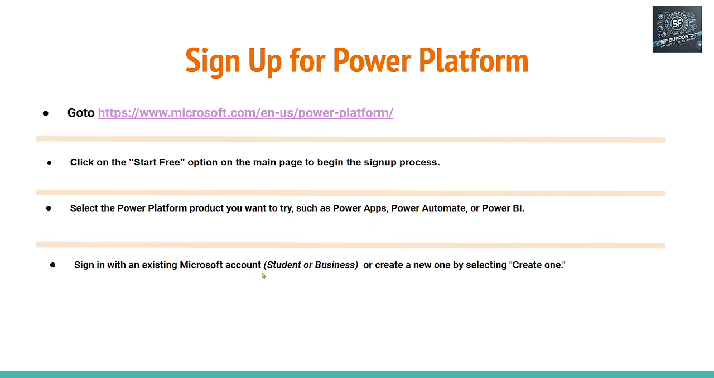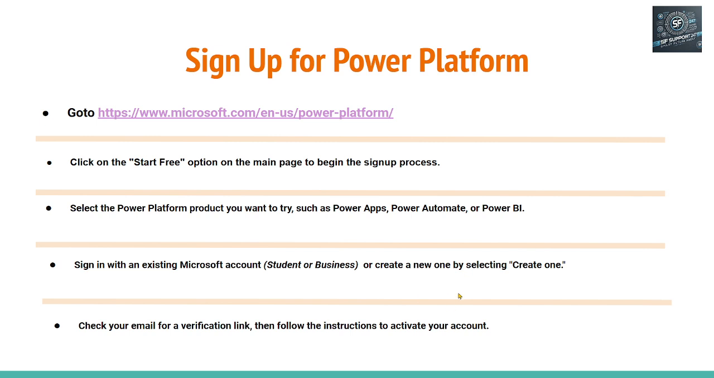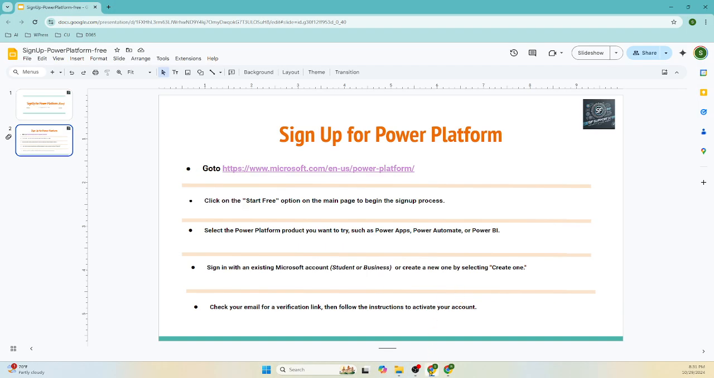You need to use your existing Microsoft student or business account. If you don't have one, you need to create one. If you have any issues or trouble creating this, please let me know in the comments. I can help you guys. That's it. The last step, I think Microsoft sometimes sends an email. We can check the email, or the page will be refreshed if everything is right. Let's jump to the sign up process.